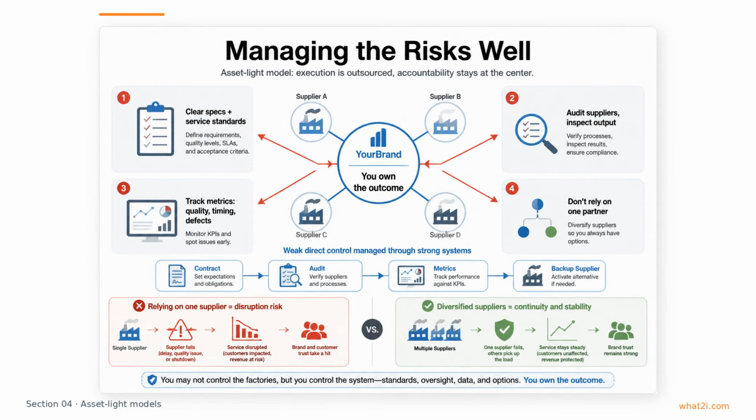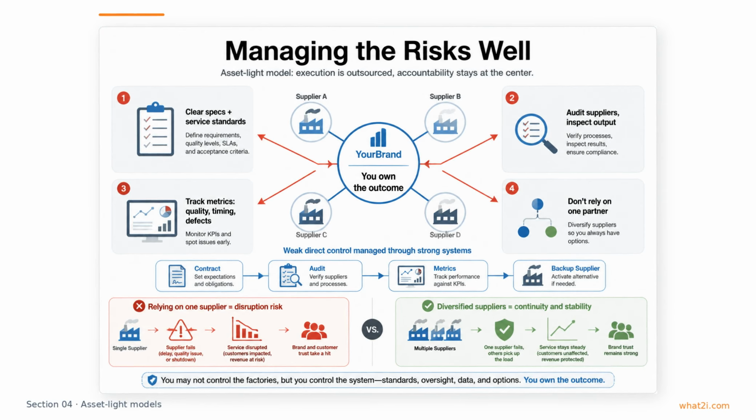The key principle here is simple. Outsourcing execution does not outsource accountability. A company needs clear specifications, service standards, and contractual expectations so partners know exactly what good performance looks like. It should also audit suppliers and inspect output regularly rather than assuming problems will surface on their own.